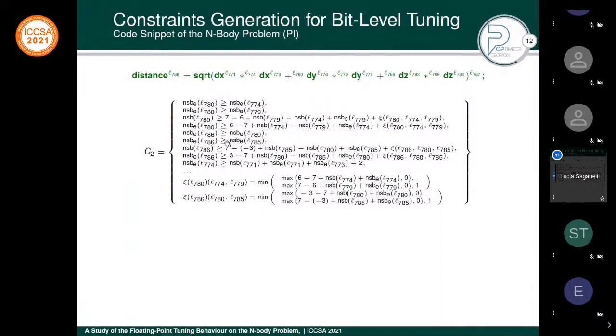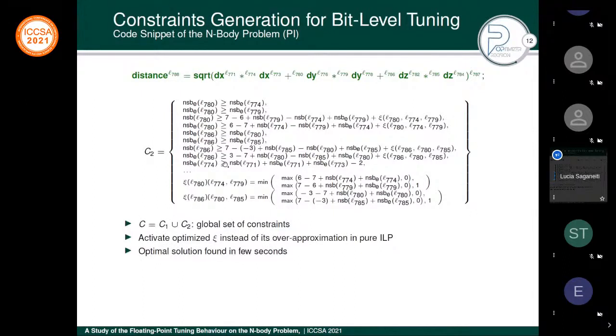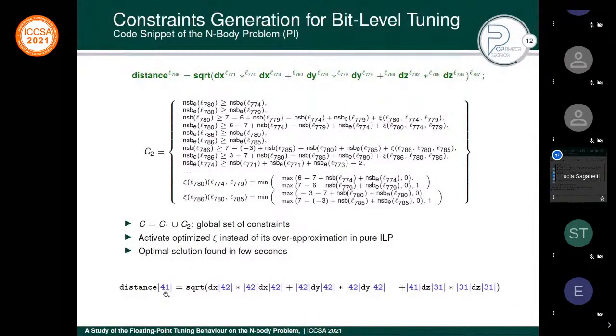And this set of constraints will be added to the former set of constraints, C1, but the only difference is that we activate this C function instead of its over-approximation in the ILP formulation. The problem will be solved in a few seconds. As a result, we find the new precisions, or more precise data types, for each variable of this line and for all the program, as you can see here in blue.